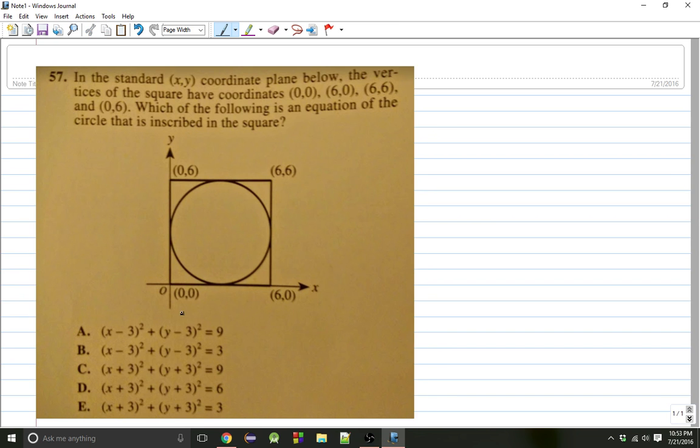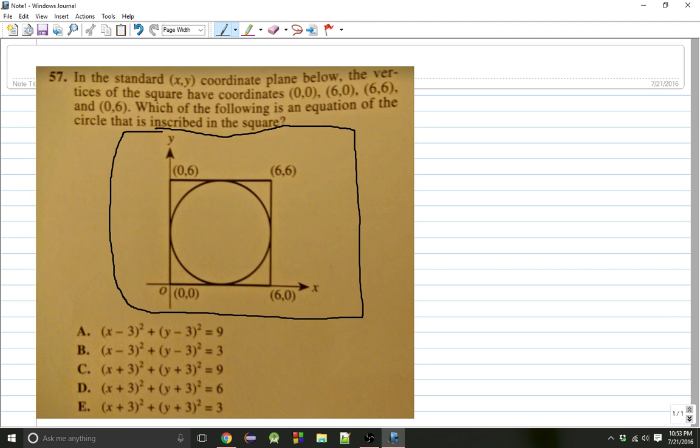Okay, so we have a diagram over here. (0, 0), (0, 6), (6, 6), and (6, 0) are the 4 points. And we're going to put the center of our circle about over here. Now let's think about something.